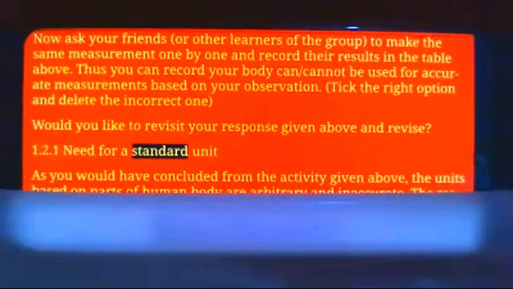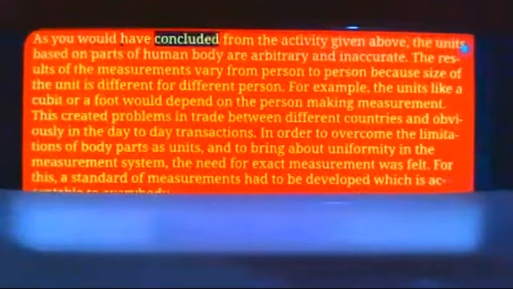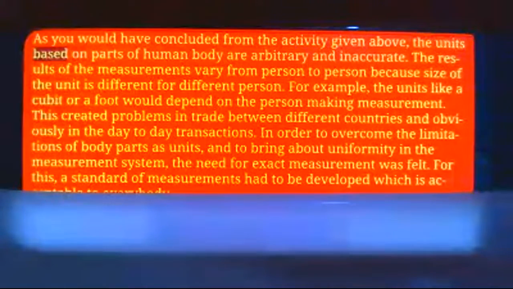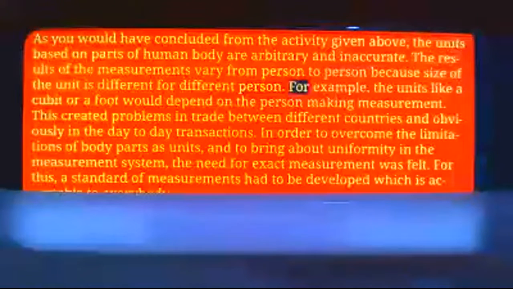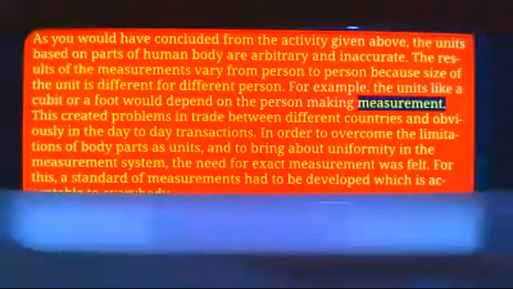1.2.1 Need for a standard unit. As you would have concluded from the activity given above, the units based on parts of the human body are arbitrary and inaccurate. The results of the measurements vary from person to person because the size of the unit is different for different persons. For example, units like a cubit or a foot would depend on the person making the measurement. This created problems in trade between different countries and obviously in day-to-day transactions.